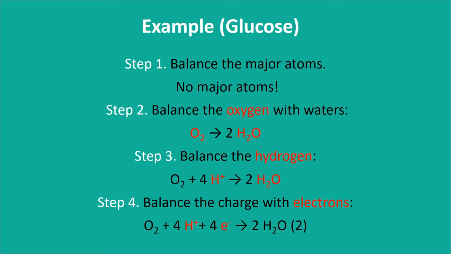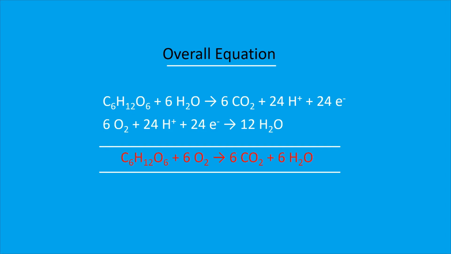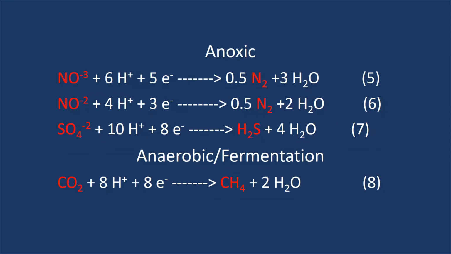Equations 1 and 2 can now be added to balance the electrons to 0 by multiplying equation 2 by 6 and adding them together as follows. Summation of these equations will produce the final equation. Equation 2 can be written with different metabolisms, electron acceptors, using the following half equations instead of oxygen. In anoxic reaction, for nitrate and nitrite, nitrogen gas is the end product, and for sulfate, hydrogen sulfide is the end product. For anaerobic reaction, methane is the end product for carbon.